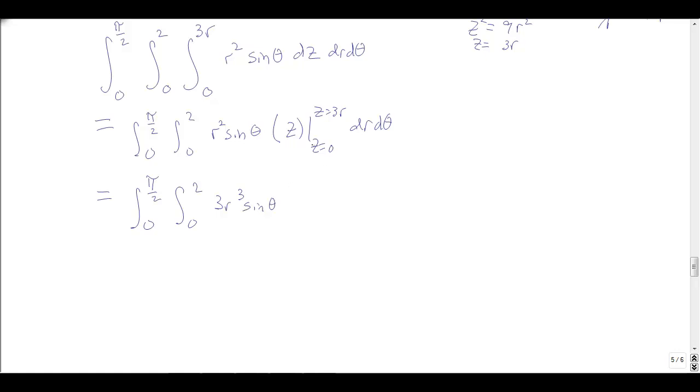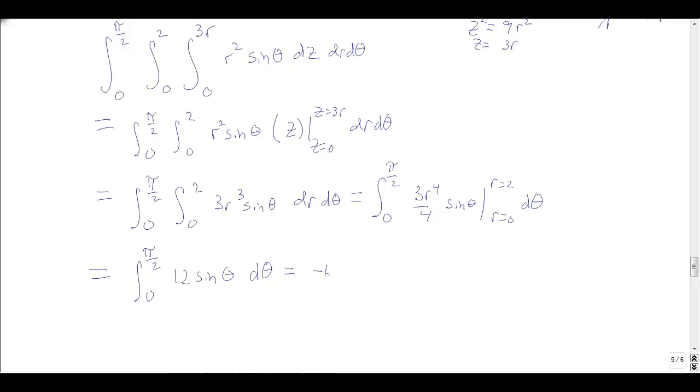The z equals 0 will go away. So now it's dr d theta, and we can integrate with respect to r. We get an integral from 0 to pi over 2 of 3r to the 4th over 4, since r cubed goes to r to the 4th over 4, keeping the sine theta, from r equals 0 to r equals 2, d theta. If we plug in r equals 0, we'll get a 0, so we just need to worry about r equals 2. We end up with an integral from 0 to pi over 2. Here 2 to the 4th is 16, over 4 is 4, and 4 times 3 is 12 sine theta d theta.